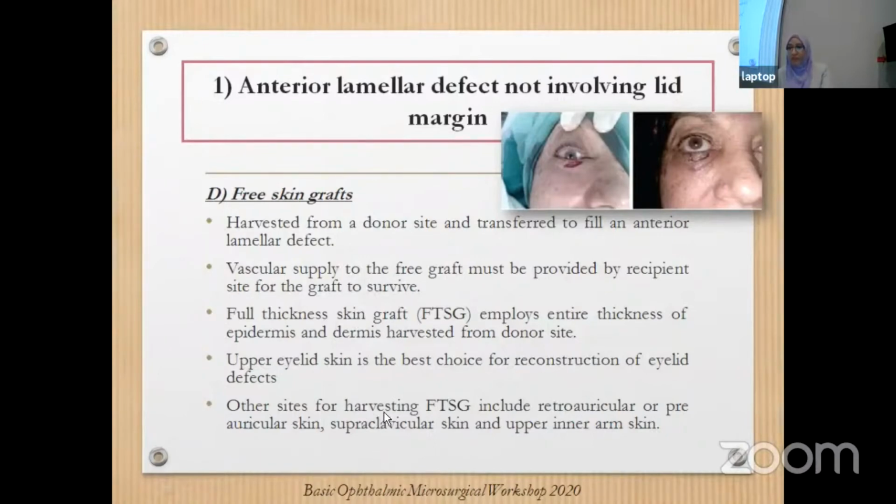Other sites for harvesting the full thickness skin graft, we can get it from retroauricular or preauricular skin, supraclavicular, and also the upper inner arm. So this is also done by the oculoplastic team.